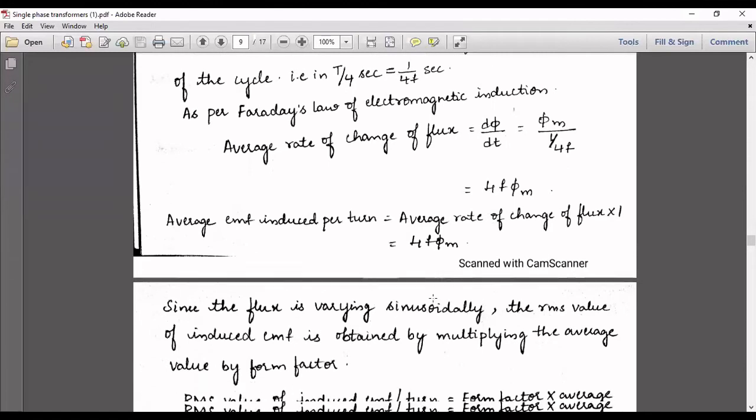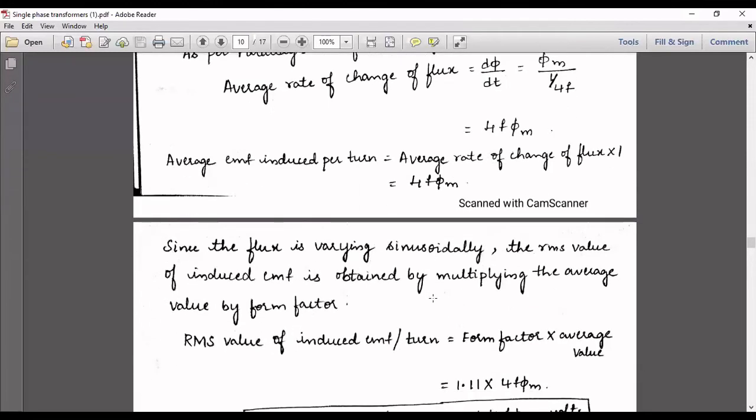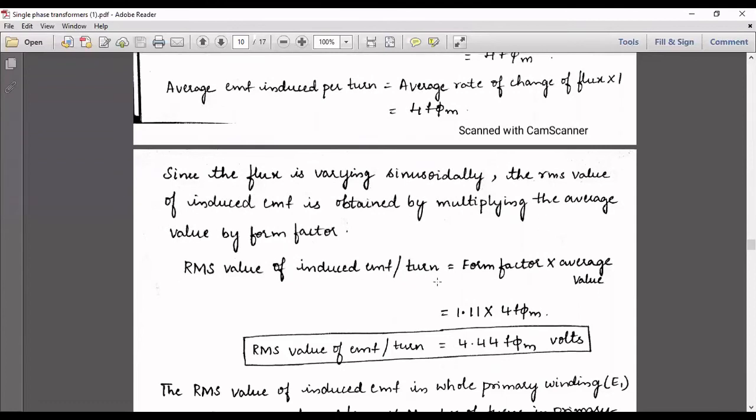Since the flux is varying sinusoidally, the RMS value of induced EMF is obtained by multiplying the average value by the form factor. We know that the RMS value of any alternating quantity is given by form factor into average value. Form factor is a constant value, the ratio of RMS by average value. Therefore, it is 1.11 into 4 f phi maximum. The RMS value of EMF per turn will be 4.44 f phi maximum volts.